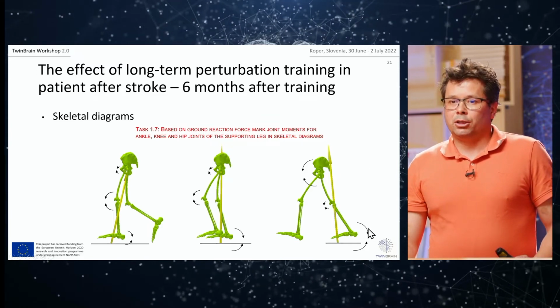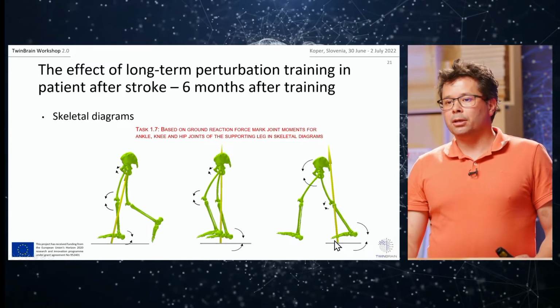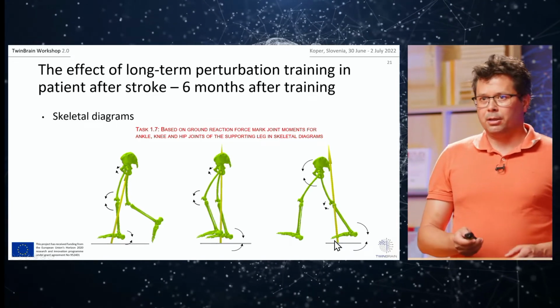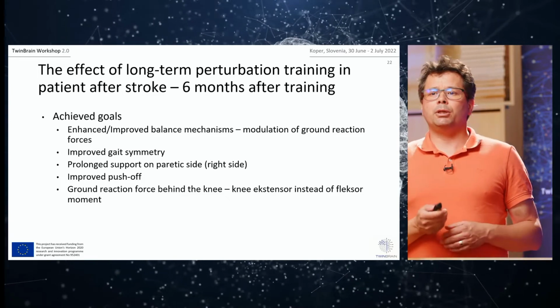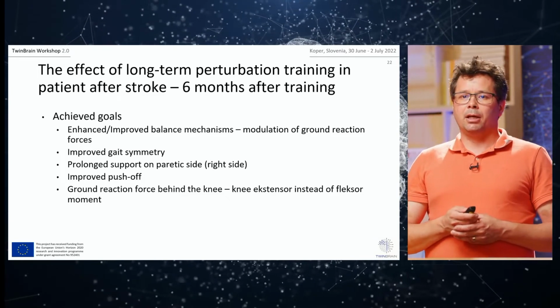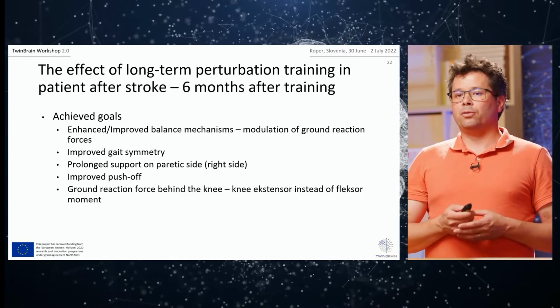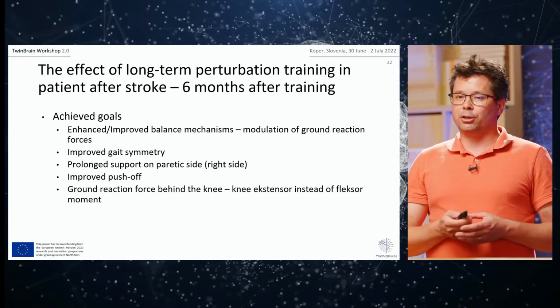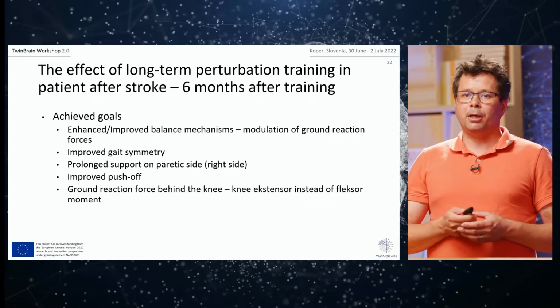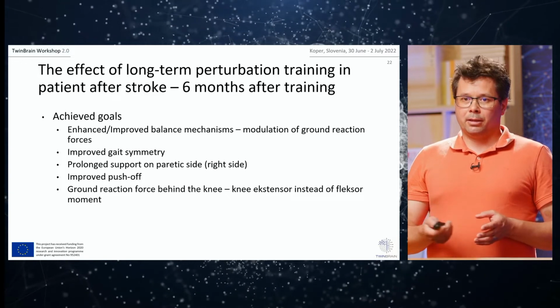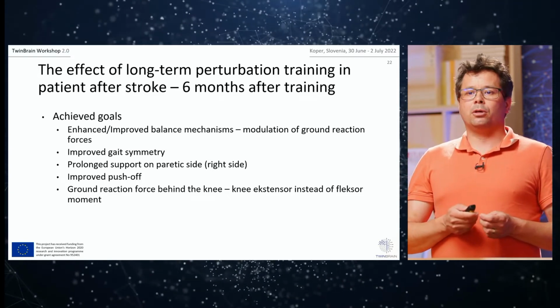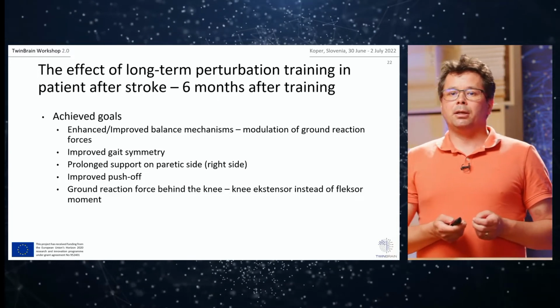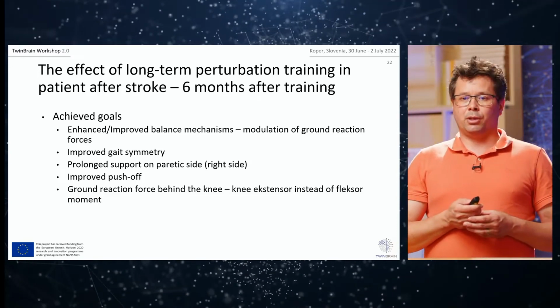And the situation is quite similar also in the terminal stance. So what did we achieve in this particular case? We did enhance or improve balance mechanisms. The modulation of the ground reaction force was better. We improved the gait symmetry. The support was prolonged on the paretic side as compared to before the perturbation training.